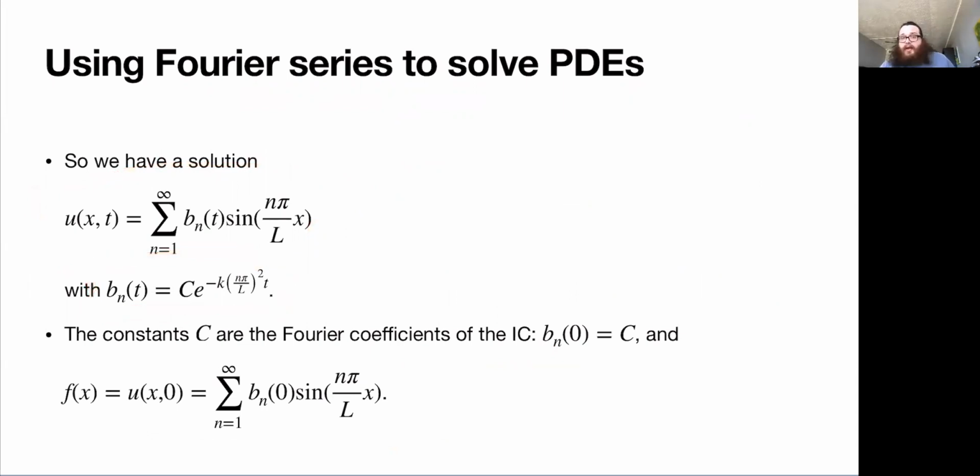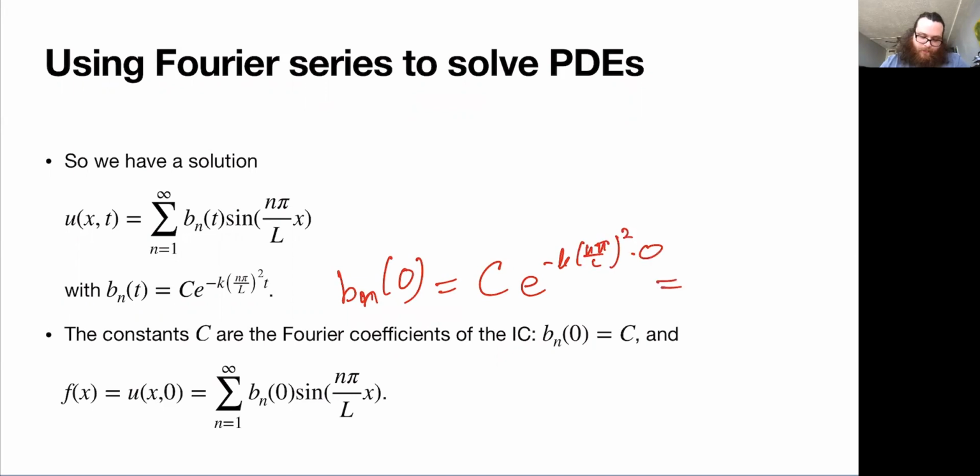And so one question is, can we actually write down what each of these coefficients C, or you might say C sub n, are? Well, if you plug in 0, you're going to get b sub n of 0 is equal to your constant times e to the minus k (n pi over L) squared times 0. This whole thing is 1. So you're just going to get C. So the constant showing up for each of these functions is the value of this function at 0, which shouldn't be a surprise.